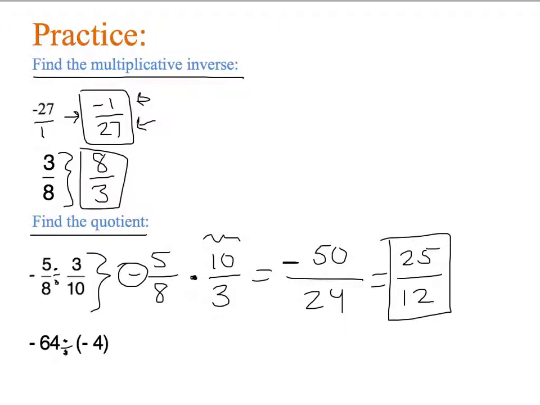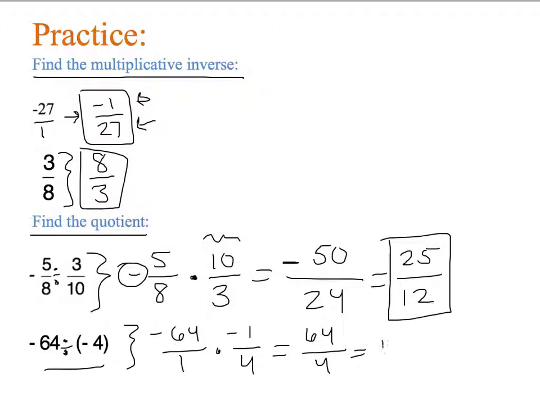For our last example on this page, we have negative 64 divided by negative 4. Both of these are negative numbers, so we know our final answer will be positive. So we have negative 64, we'll put that over 1 to make our fraction multiplication easier, multiplied by the multiplicative inverse of negative 4, which is negative 1 over 4. We know our answer will be positive, and we do 64 multiplied by 1, which is 64, 1 times 4, which is 4, and 64 divided by 4 is 16. And that's your final answer.